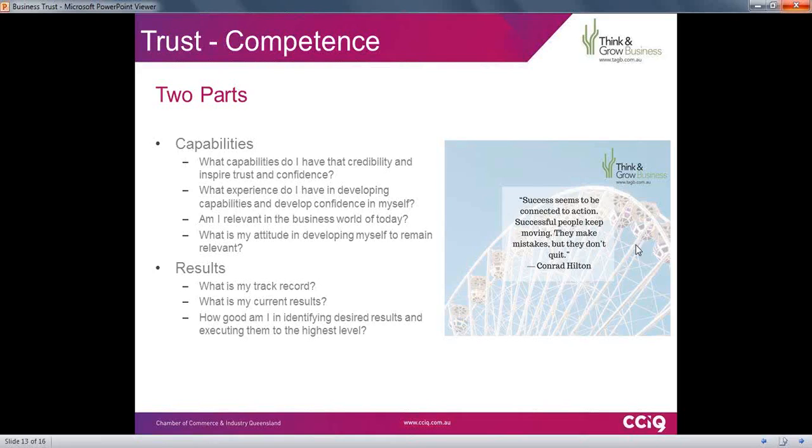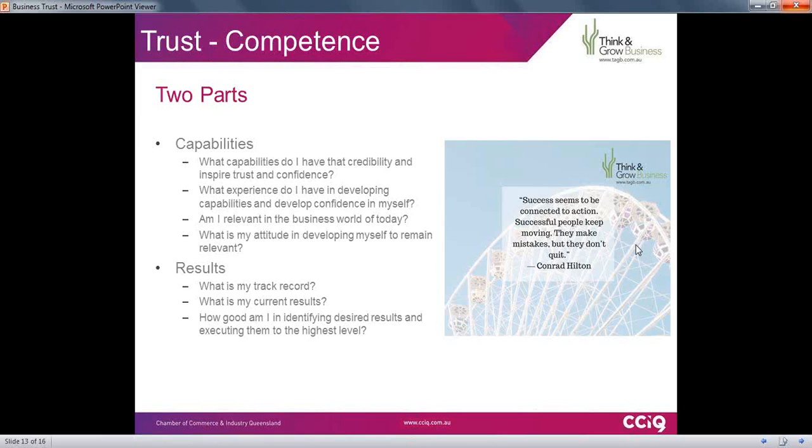Am I relevant in the business world today? There are a lot of businesses out there trying to make old methods work. So ask yourself, are you up to date with what's happening in your industry, your marketplace, and the business? Are there new models that you're not embracing? And what is my attitude in developing myself to remain relevant in the current business society?